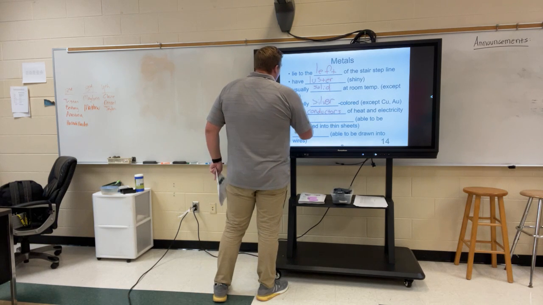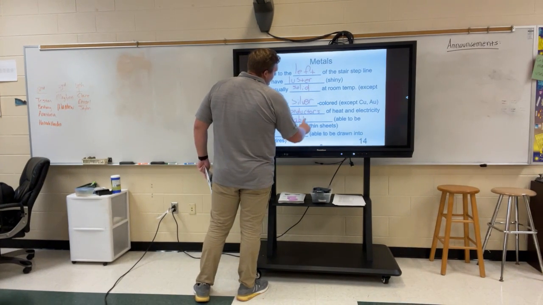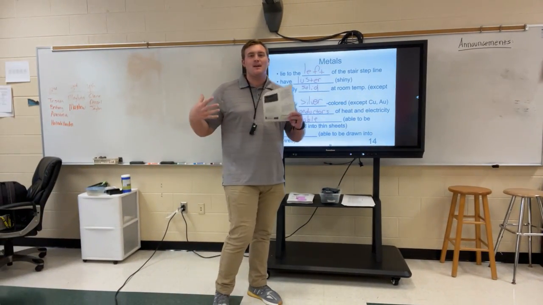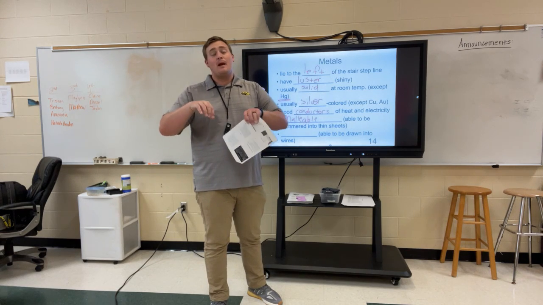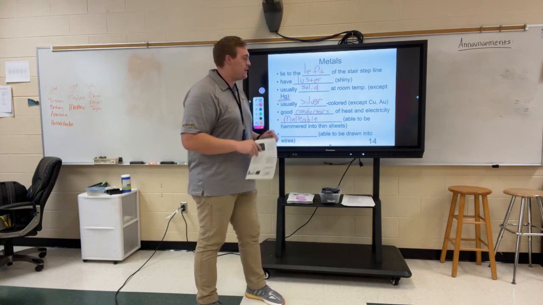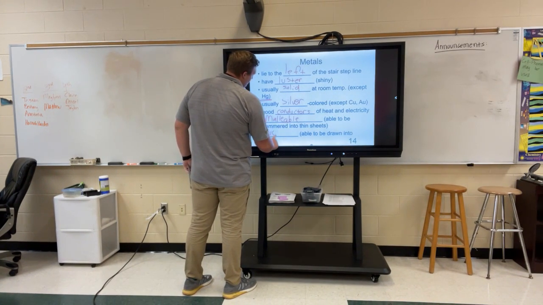They're also malleable. This is maybe a new word for some of you, but it just means that it's bendable, okay? You can hammer it into thin sheets. I can make it bend. I can take a paper clip, right? I can make it into a shape that I want it to be. It's malleability, okay? And then the last one is they are ductile.